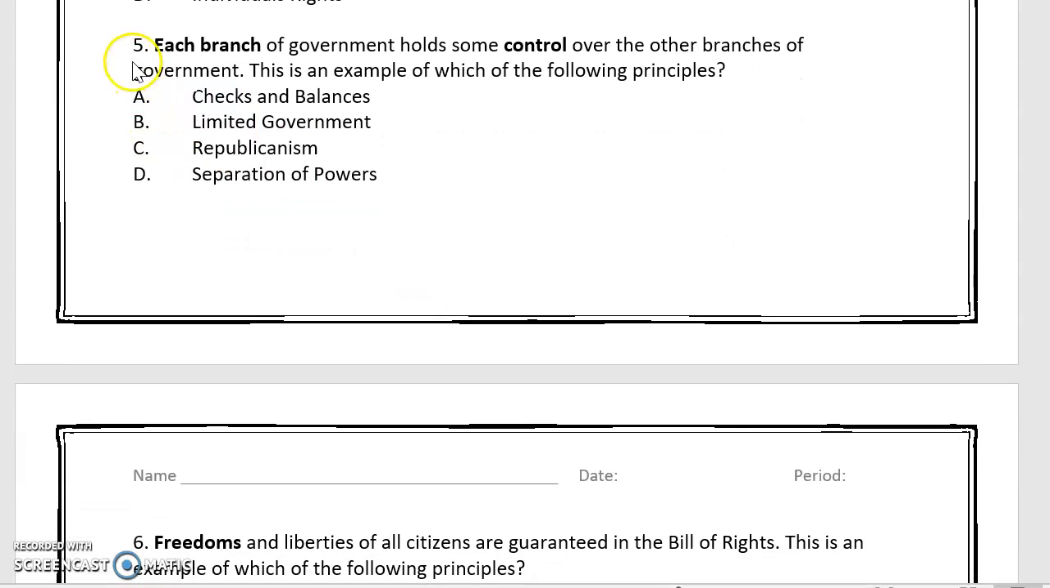Number 5, each branch of government holds some control over the other branches of government. They have some control over each other. This is an example of which one? A, checks and balances. B, limited government. C, republicanism. D, separation of powers. Each of the three branches has some control.